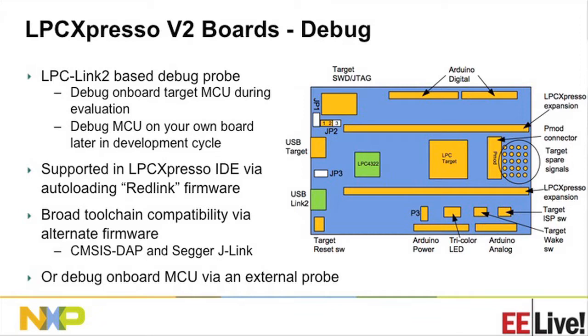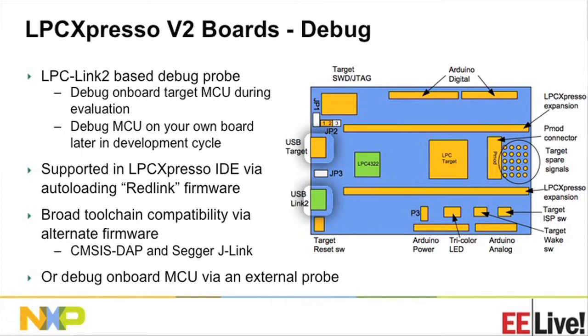So I mentioned the debug probe built into these boards. We've actually got 2 MCUs on board. We've got the target MCU, which is the MCU that you want to debug, so in the case of this board, the 11U68. And we also have a second MCU, which is an LPC4300 family part, a Cortex-M4 part, which is being used as the debug probe.